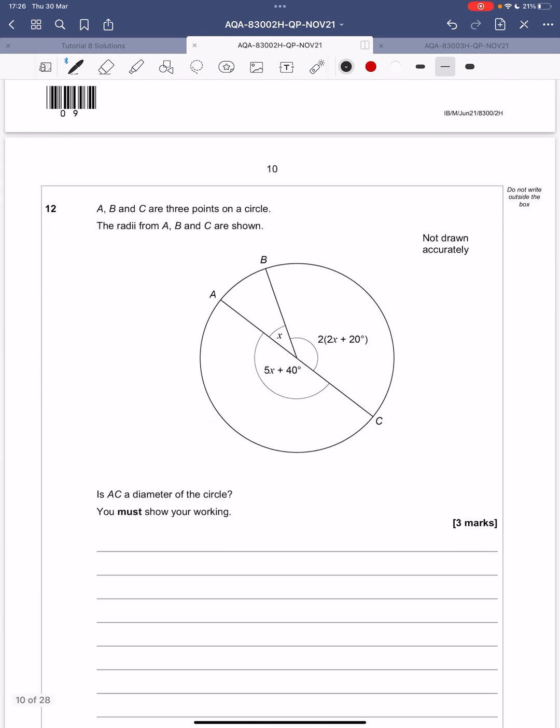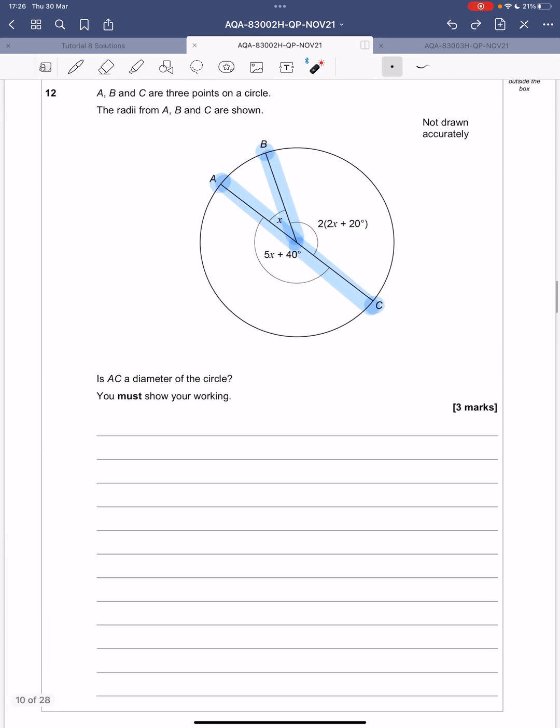A, B, C are 3 points on a circle. Here, A, B, C. The radii from A, B and C are shown here. That's these lines here. Let's put these on, their radii. Is AC a diameter? You must show your working. Right, if AC is a diameter, then this would be the centre, because all these would meet at the centre, and all these would add up to 360.